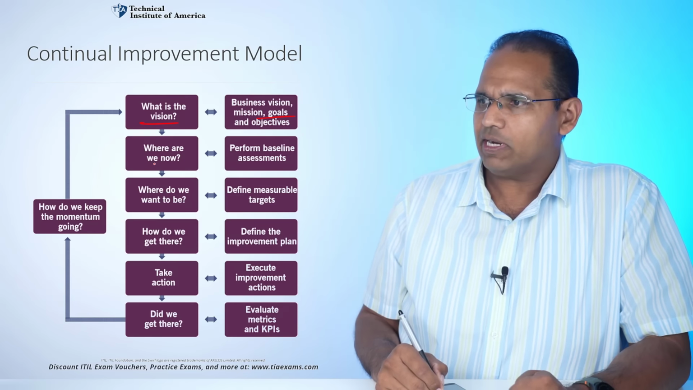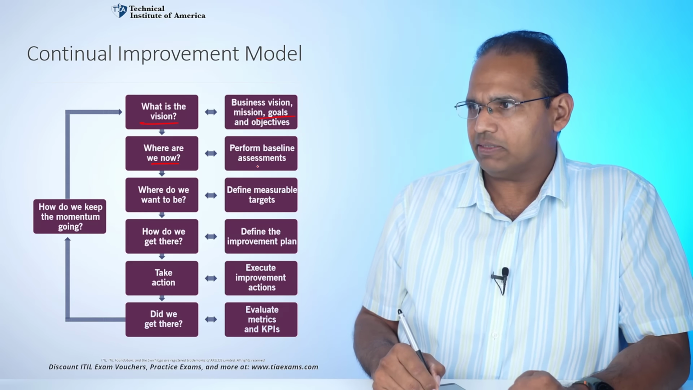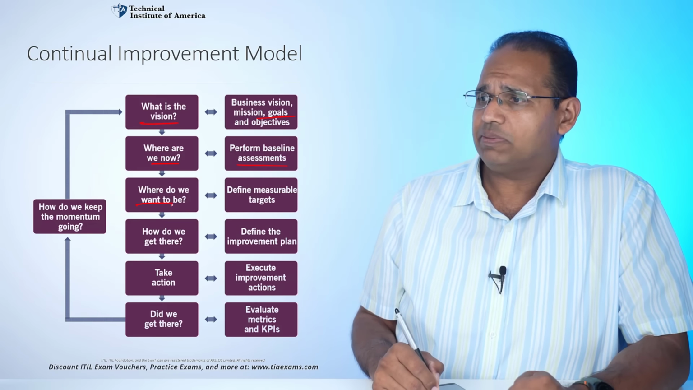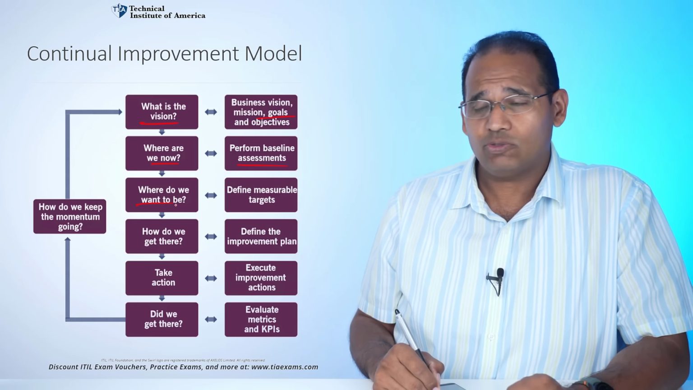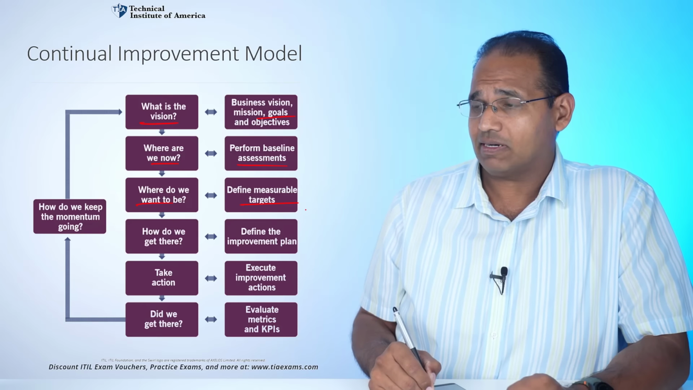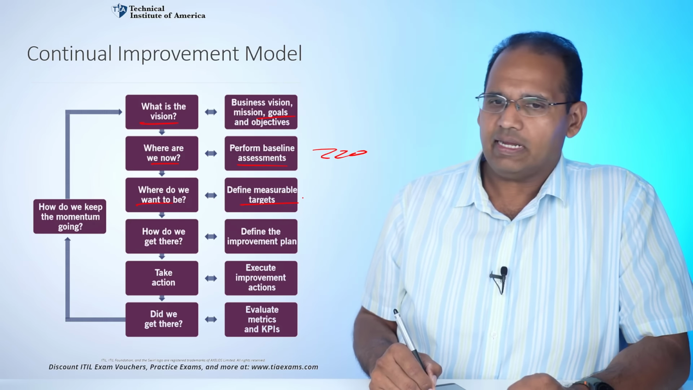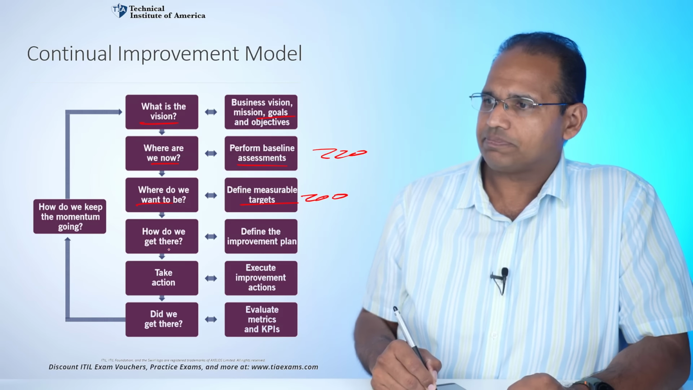All right. Where are we right now? Well, I'm 220 pounds. That's my baseline assessment. Where do I want to be? Well, according to the doctor, I want to be at 200 pounds. Is that a definable target? Yes, it is, 200. So I know I've got 220, and I know that I need to be at 200.